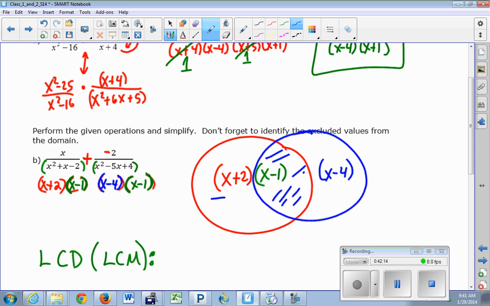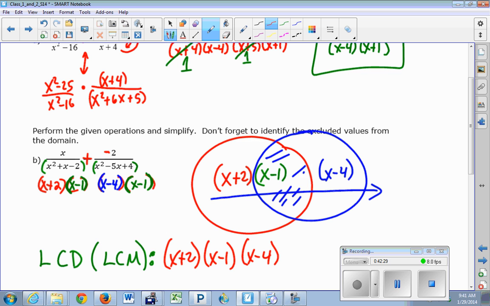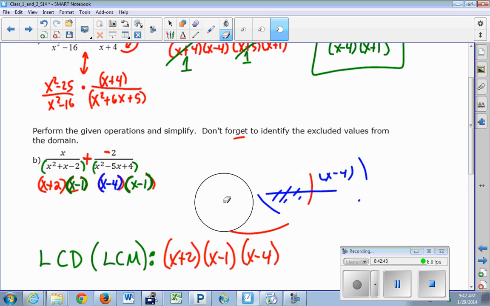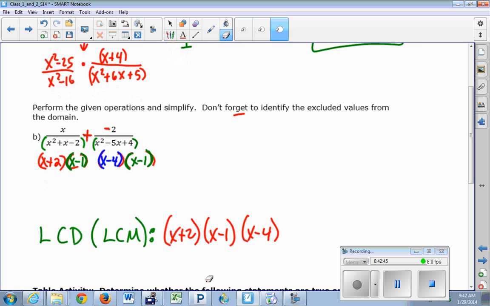So your LCD is just multiply straight across. You need an x plus 2. You need an x minus 1, but only one of them. And you need an x minus 4. So this would be like 2 times 3 times 5. This would be like the multiple 30, except it's in algebra. Okay? And now if you recall, you have to change each one of these fractions to an equivalent fraction with the common denominator. So that's why you want to have everything factored.